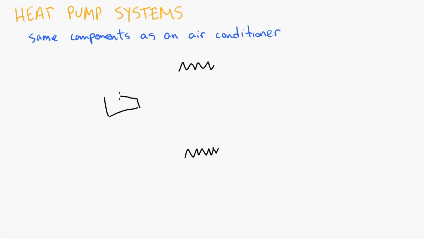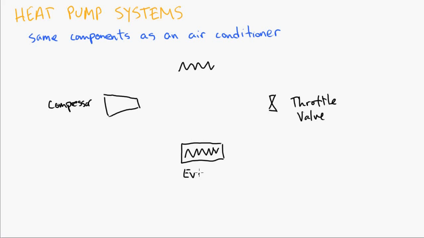we'll have a compressor, we'll have a throttling valve, so we'll connect these all together. Here we have the evaporator and the condenser here.